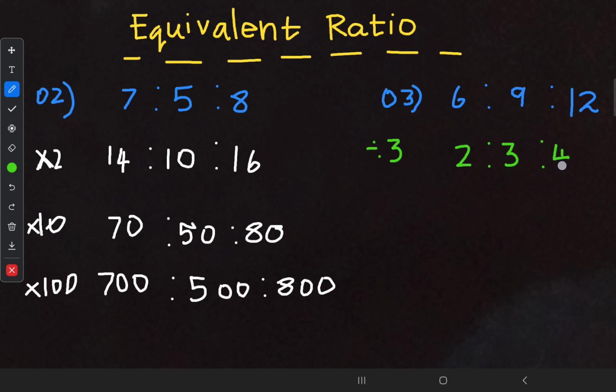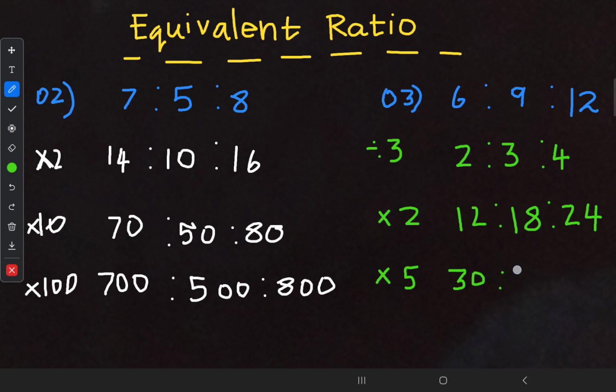If you are not familiar with dividing, you can choose multiplying. That one is also correct. Multiplied by 2, 12 is to 18 is to 24. Then the third one is multiplied by 10 or multiplied by 5, anything. So 30 is to 45 is to 60. Likewise, we can multiply to obtain our answers.